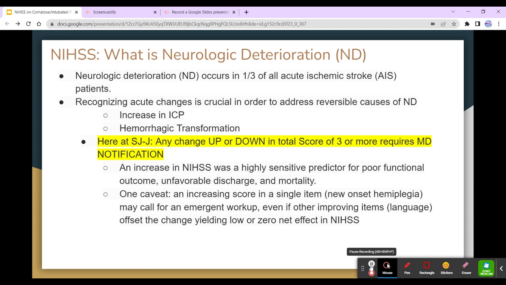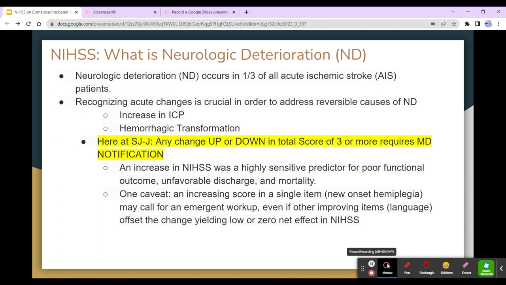So, what is neurological deterioration and what are we looking for? Basically, neurologic deterioration occurs in about 1/3 of all of our acute ischemic stroke patients, meaning they will come in, their NIH stroke scale will be a 10, and a third of those patients, instead of that stroke scale getting lower, that stroke scale may get higher.